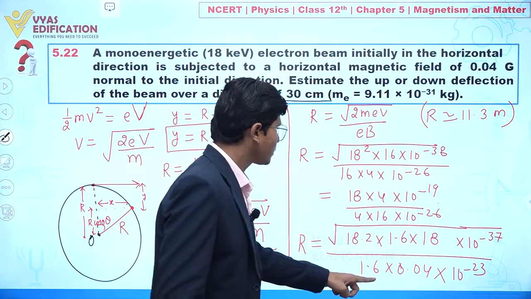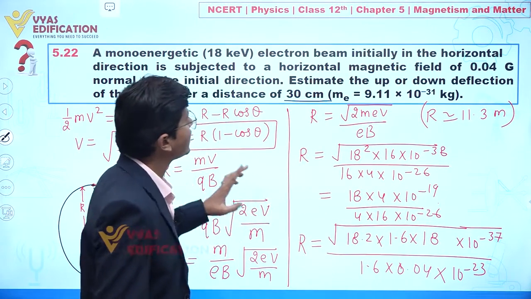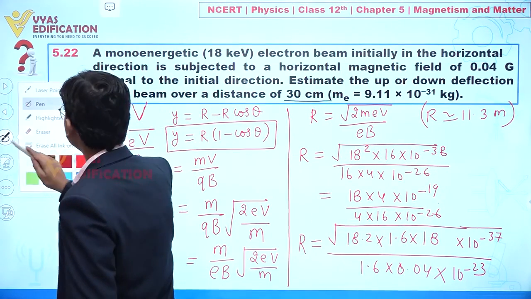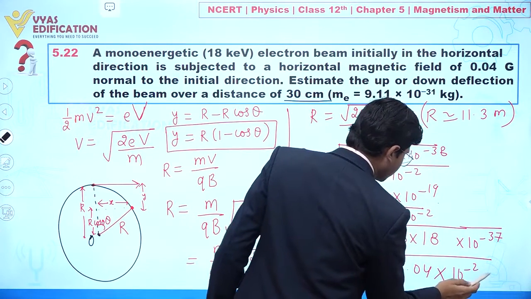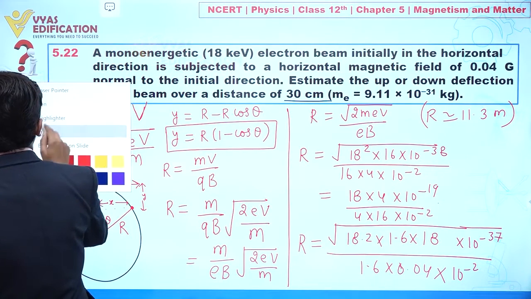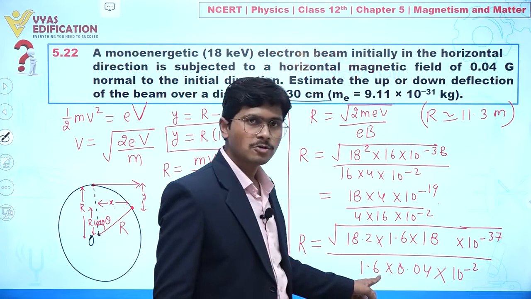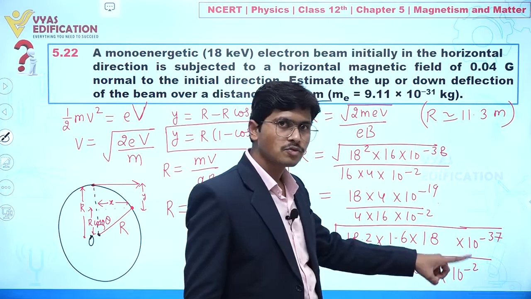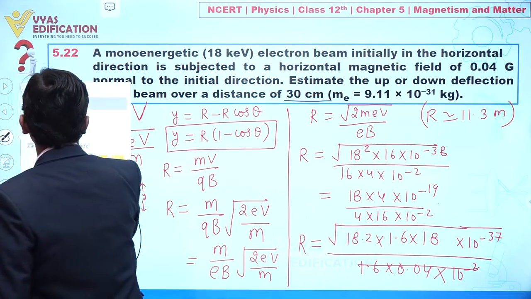This is 1.6, actually this is what? 1.6 into 10 to the power minus 19 and 4 into 10 to the power minus, this is 21. Clear? My dear student, this one is 21. Listen carefully. This is 1.6 into 10 to the power minus 19, or we can say 4 into 10 to the power minus 2. Clear? Or directly we can calculate it. Clear? Listen carefully.